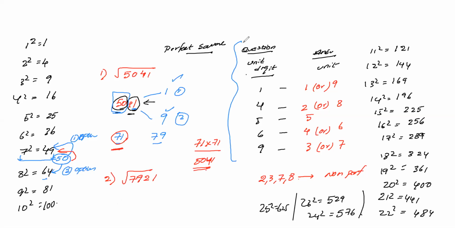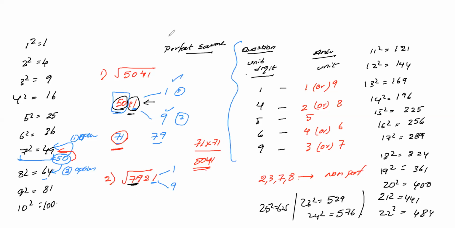When I take the square root of 7921, again, I'll take the first digit, the unit digit. The unit digit of the answer is either 1 or 9. Okay, let's see. Now I have to take the second set, which is your 79.